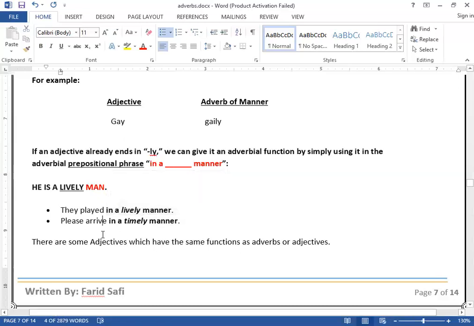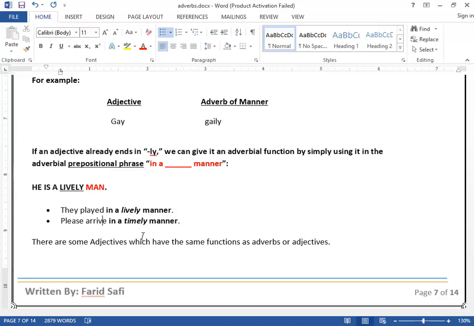Like for example, please arrive in a timely manner. Timely is an adjective. So please arrive in a timely manner. Then we change it into an adverbial phrase. Is this clear?